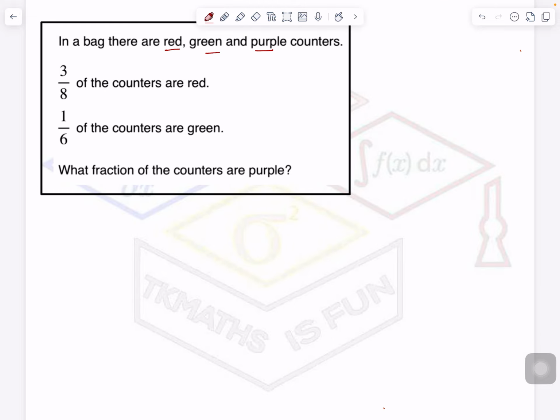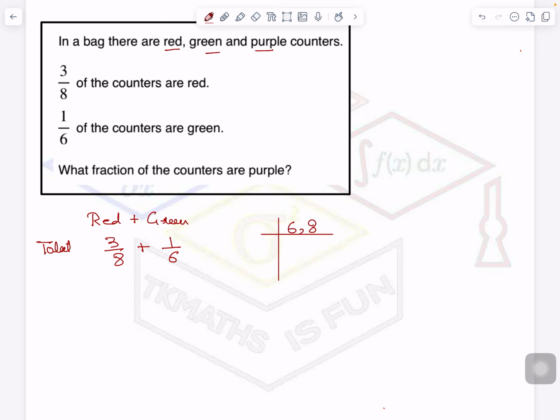So what will I do? I will add the red plus green counters, and then I will subtract it from the total. The total is 1. So 3/8 plus 1/6. We have seen in the previous video, if the denominator is not the same, we have to make it the same by taking the LCM. And LCM is the prerequisite of this topic, so you should know how to take LCM.